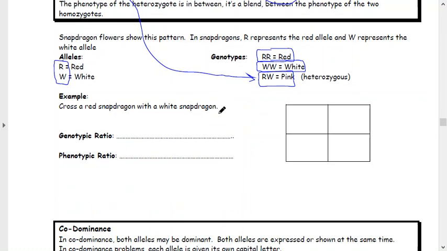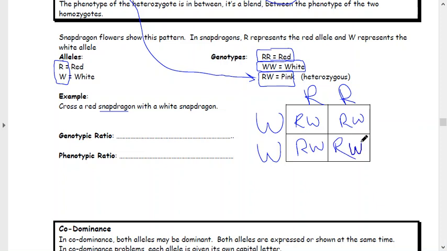So let's go ahead and do an example. Cross a red snapdragon, which is a flower, with a white snapdragon. Well, if you're red, you must be homozygous R. If you're white, you must be homozygous W. Again, no lowercase letters. These are all capital letters. And every single possible offspring is going to be pink. So 100% RW and 100% pink. So that's incomplete dominance.